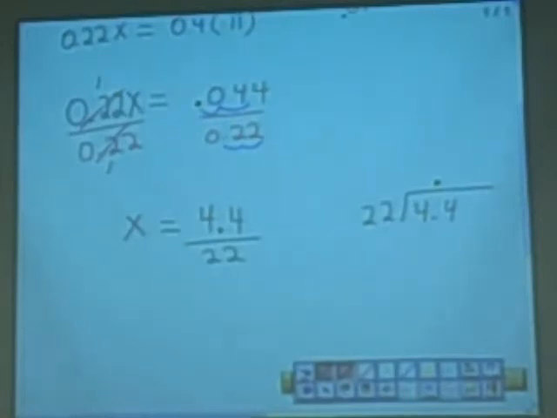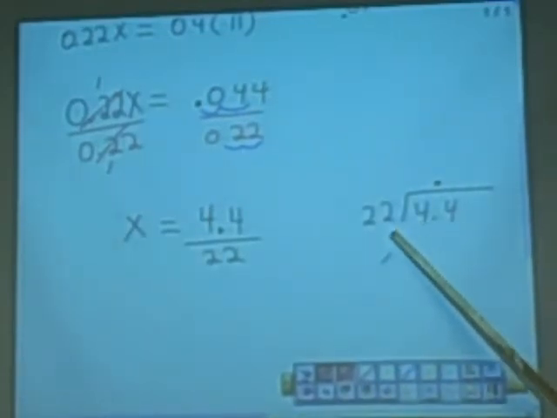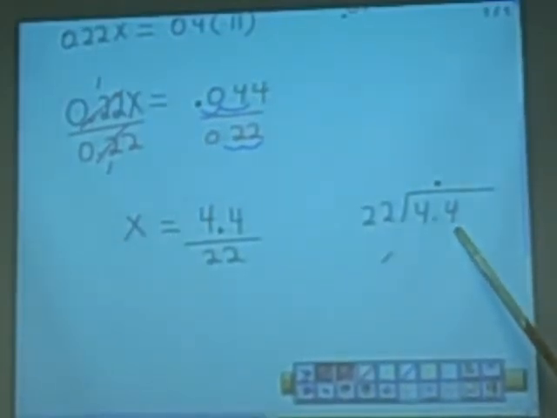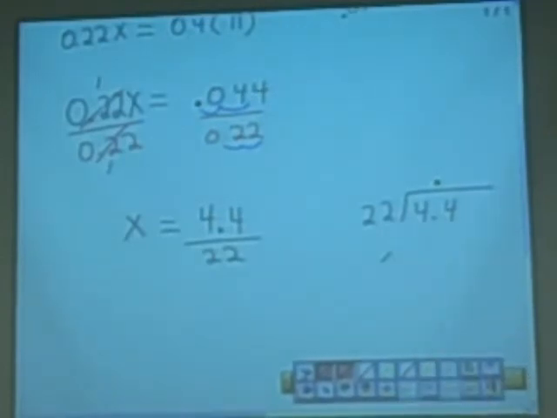Now what? Does 22 go into 4? No. Doesn't. So how about 22 into 44? Yeah. And so that would be 2 times. Alright? So 2 times 2 is 4, 2 times 2 is 4, right?